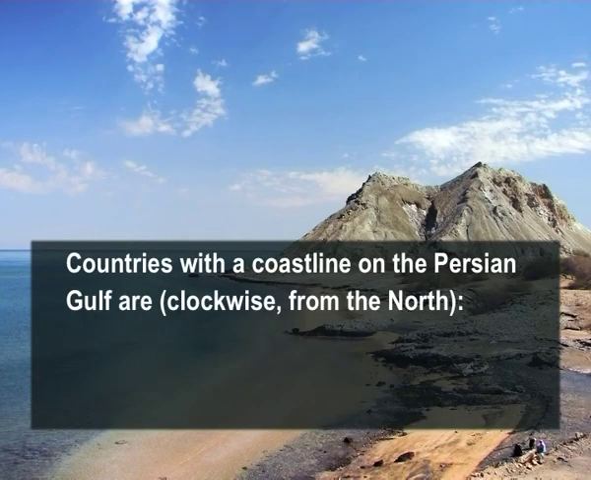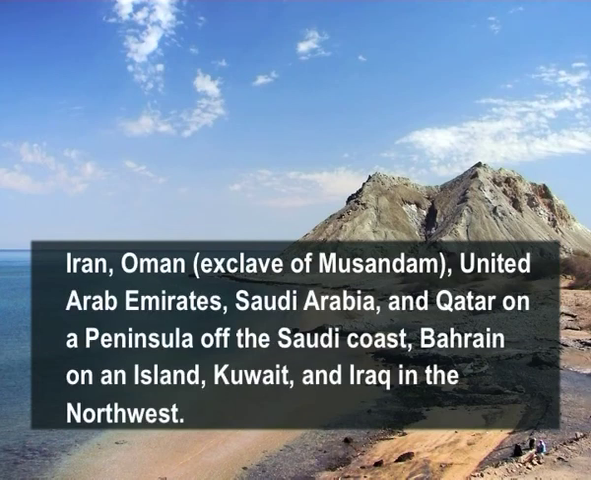Countries with a coastline on the Persian Gulf are, clockwise from the north, Iran, Oman, exclave of Musandam, United Arab Emirates, Saudi Arabia and Qatar on a peninsula off the Saudi coast, Bahrain on an island, Kuwait and Iraq in the northwest. Various small islands also lie within the Persian Gulf, some of which are the subject of territorial disputes between the states of the region.